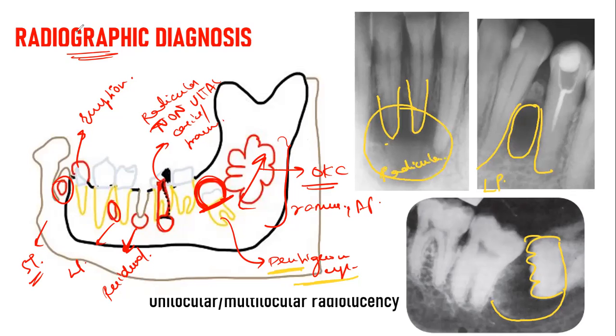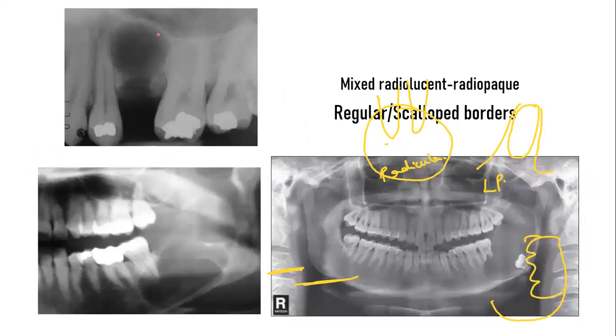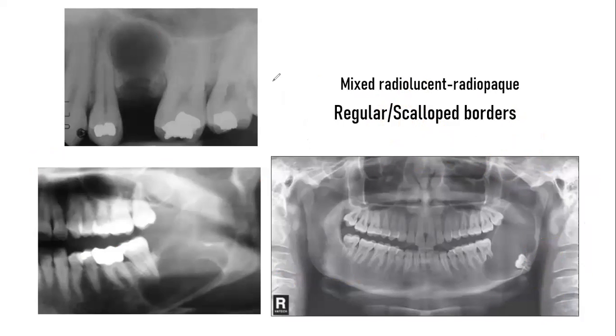Okay. Further, here we have a radiolucency. Again, this is in relation to a previously extracted tooth. So this could be a residual cyst.